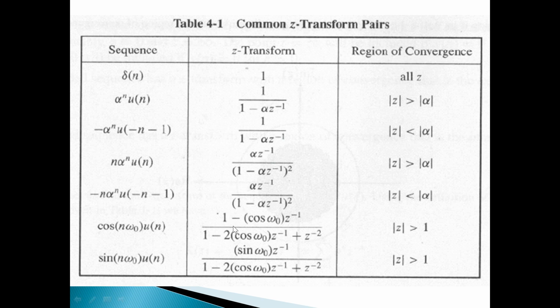We can solve it by using the exponential function, and it is having the value 1 minus cos omega z inverse upon 1 minus 2 cos omega z inverse plus z to the power of minus 2. And it is having the ROC z greater than 1. Sin n omega 0 u[n] is having the function sin omega 0 z inverse upon 1 minus 2 cos omega z inverse plus z to the power of minus 2. In the next presentation, we'll solve these problems in more detail.